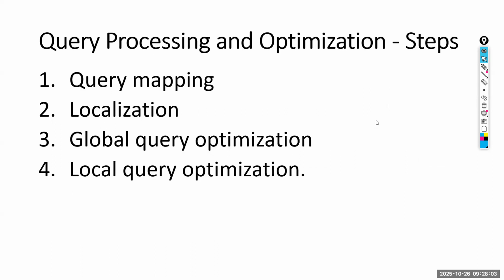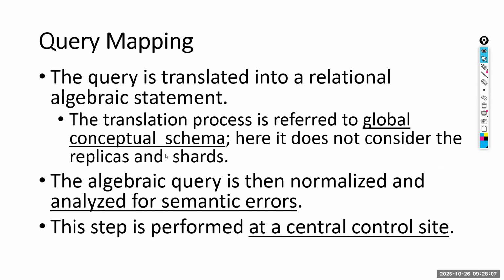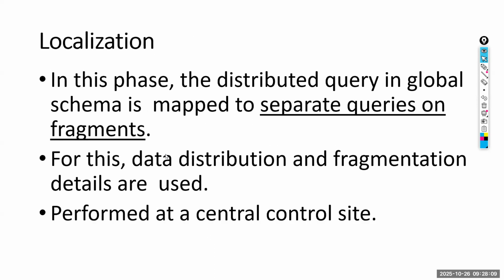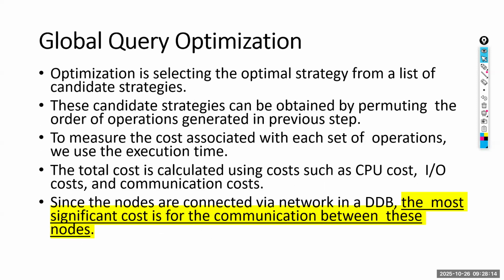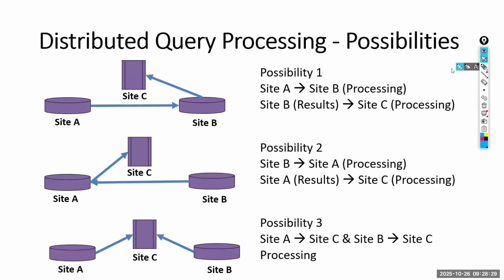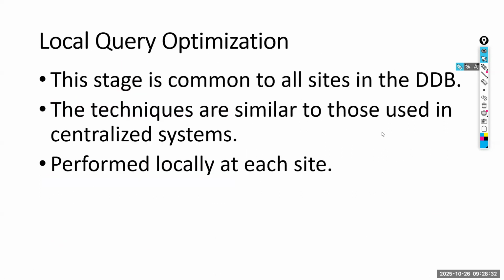Okay, so that is localization. So then you need to do the optimization because we want to run the optimum query for performance, right? Optimum query. So the first one is you can do the global query optimization. That means now remember that now we have broken it into subqueries and so on, right?